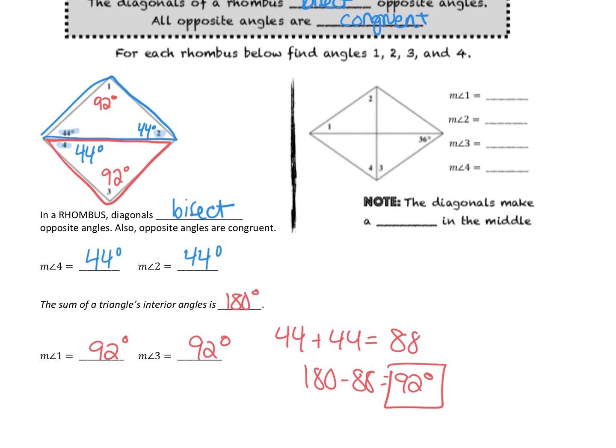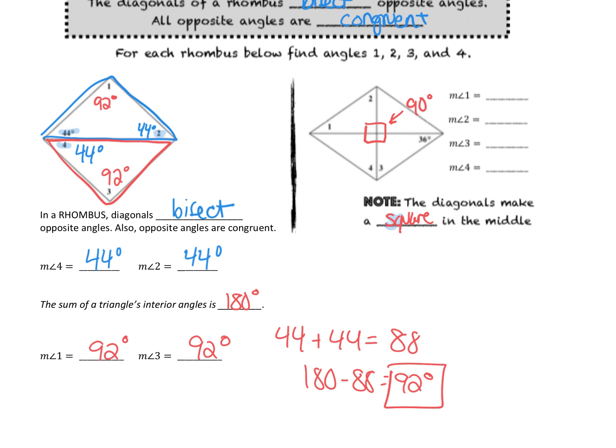In the next one, we have another thing that we have to make sure we note when we see these, which is that the diagonals make a square in the middle, okay? So since they make a square in the middle, that means that each of these angles is 90. They make 90-degree angles in the middle for those triangles, okay? So we have to keep that in mind when we're trying to find the measure of things.